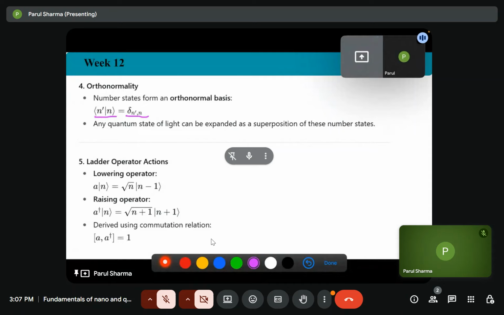So this is the Dirac bracket, the inner product of two wave functions, and it will give the Kronecker delta.